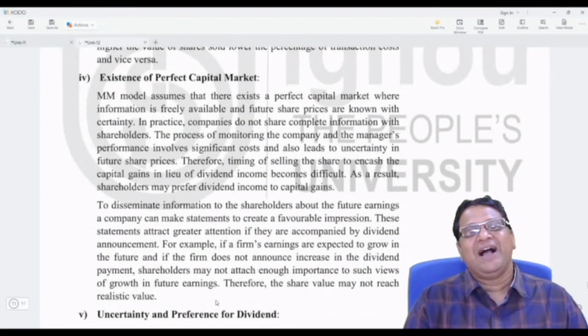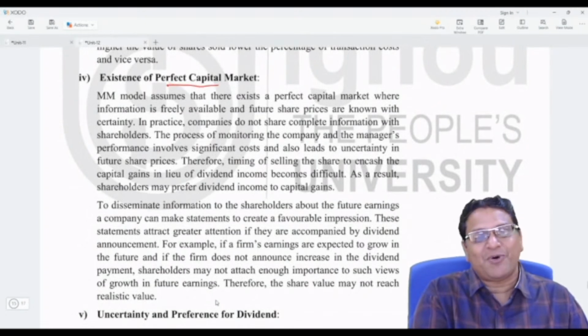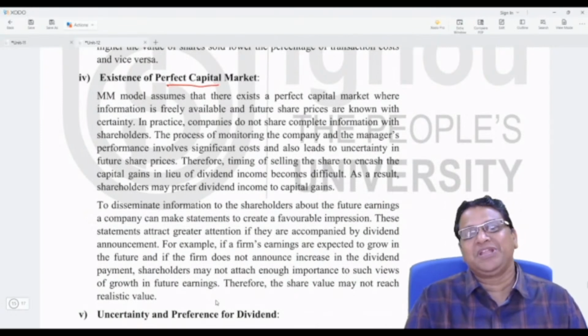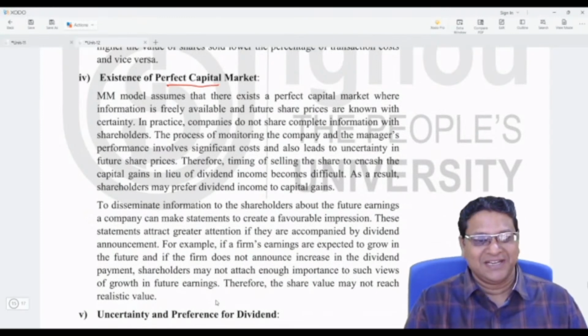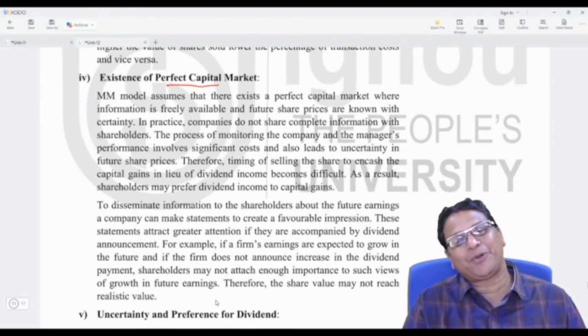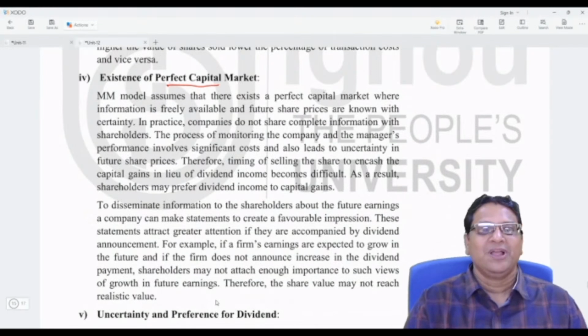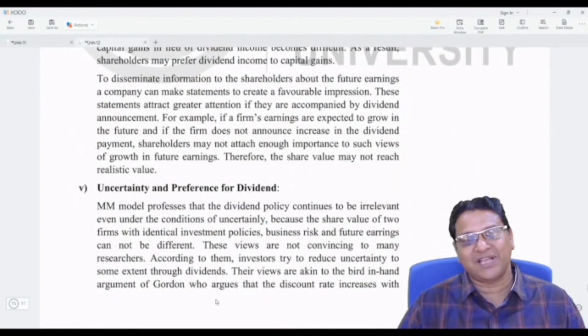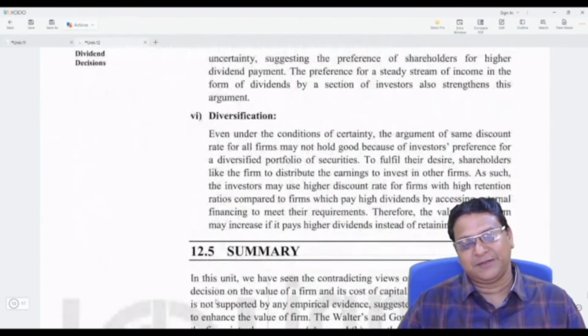And the model assumes that the capital market is a perfect capital market. The model will work only when the capital market is perfect. But you know that in economics you have studied that a perfect market is a myth. It's a theoretical concept. No market in the world is perfect. There are imperfections in the market. So the model is an academic endeavor. It will only operate if there is a perfect capital market. If a perfect capital market is not there, the model will not work.